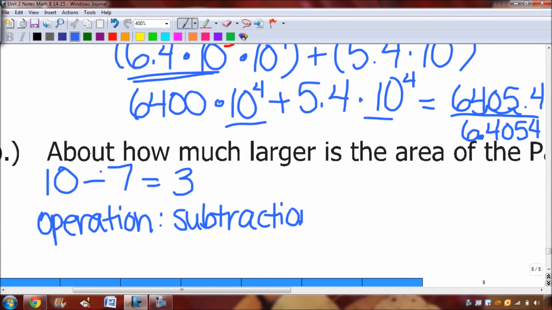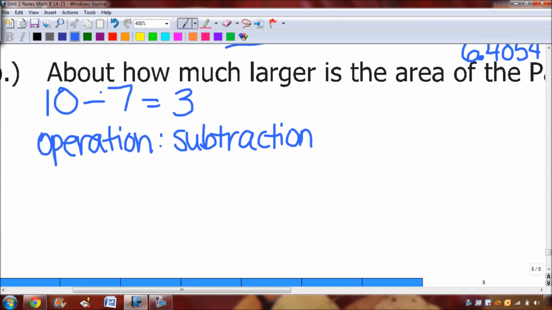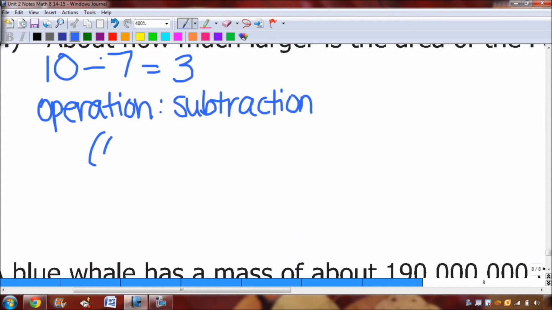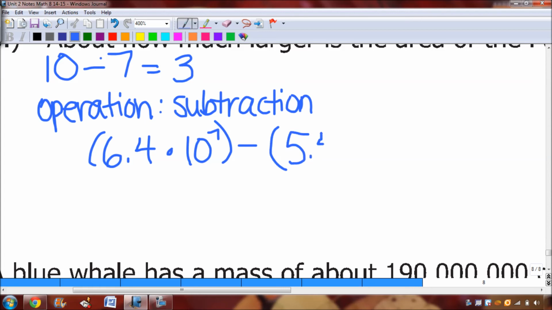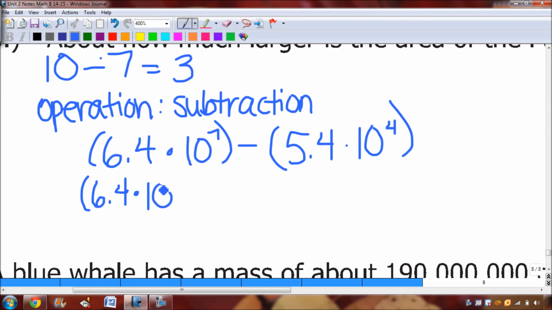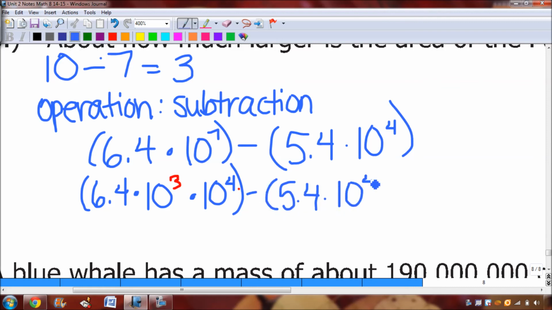So I'm going to subtract my 2 areas. Let's go ahead and do that. So I end up getting 6.4 times 10 to the 7th power minus 5.4 times 10 to the fourth power. Again, they do not have the same exponent, so I'm going to force them to have the same exponent, just like we did before. 6.4 times 10 to the some power times 10 to the fourth power. Again, I need a 3 here because 3 plus 4 is 7, okay? Minus 5.4 times 10 to the fourth power.